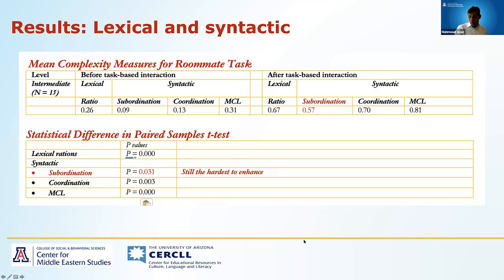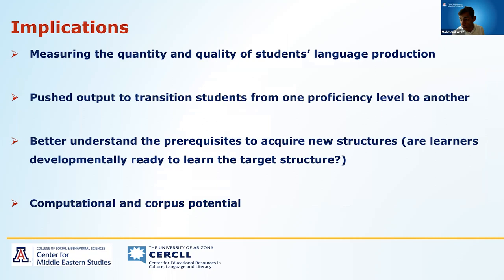For the sake of time, what we found is that students' linguistic complexity improved a lot from the presentational mode before the interaction to the presentational mode again after the interaction. But the effect was not the same across measures: the lexical, which is the ratio of content words, subordination and coordination. We found more progress in the lexical ratio and the coordination types of clauses than in the subordination one. And this is perhaps due to the complexity of subordination in the language system. I will give the floor now to Hicham to briefly talk about the implications of this.